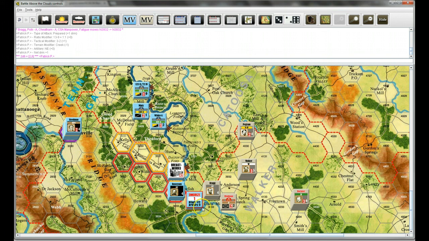Once they've assigned those, and we can see that nothing occurred to Cheatham at all, they came in unscathed, even though that was a very large force. You would think they would suffer some, but the differential was so great that it didn't matter. And Palmer now has to route away.